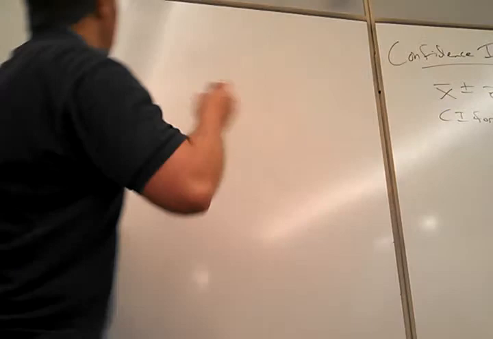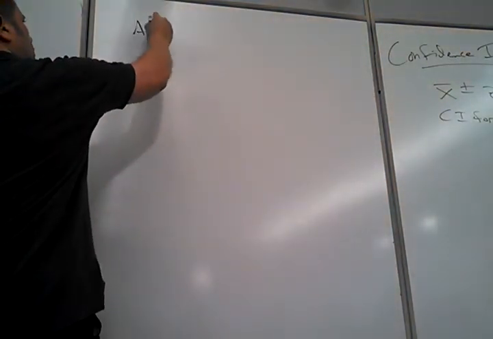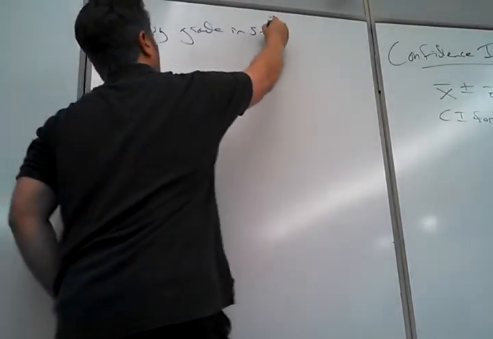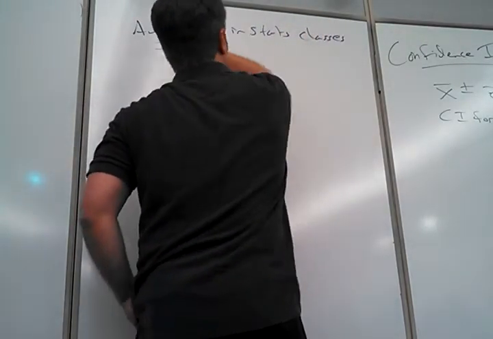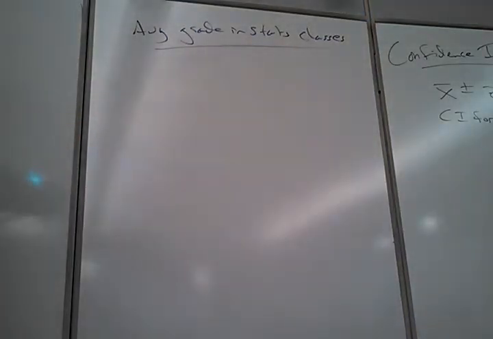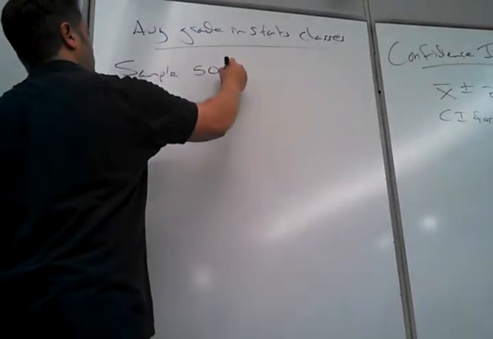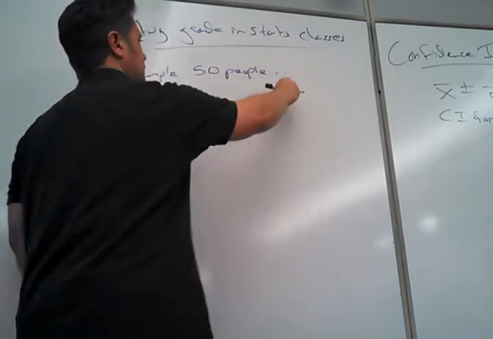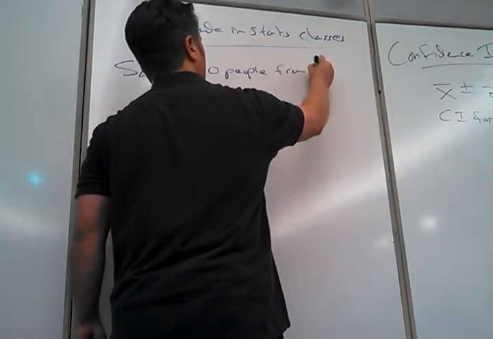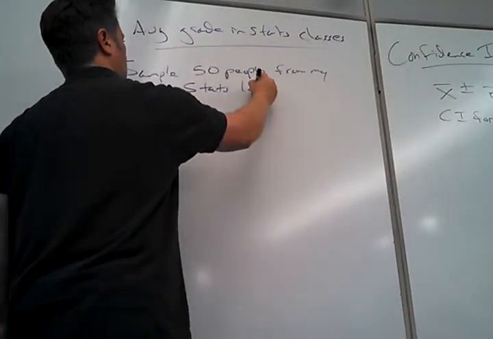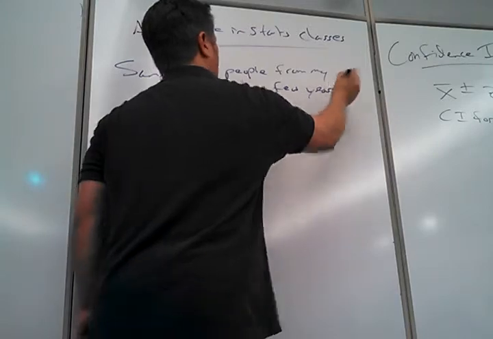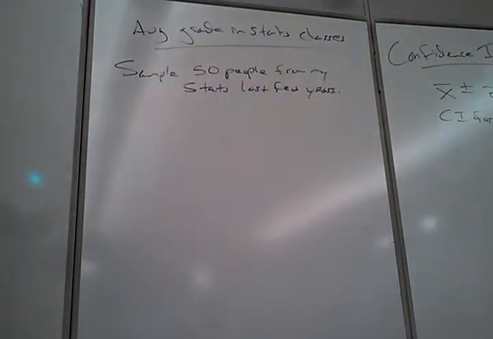Let's say you want to know the average grade I give in stats classes. So you sample, let's say, 50 people who've taken my stats class the last few years. How are we doing so far? So we have some parameter that we want to know. What's the average grade Jeff gives in his stats class? We have a parameter that we want to know. So we go take a sample to get the statistic related to that.